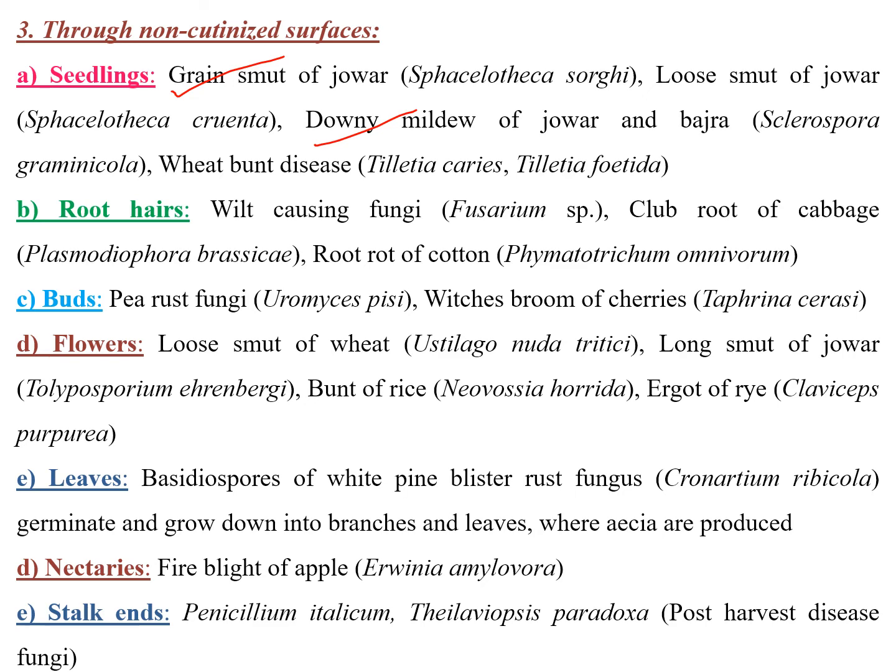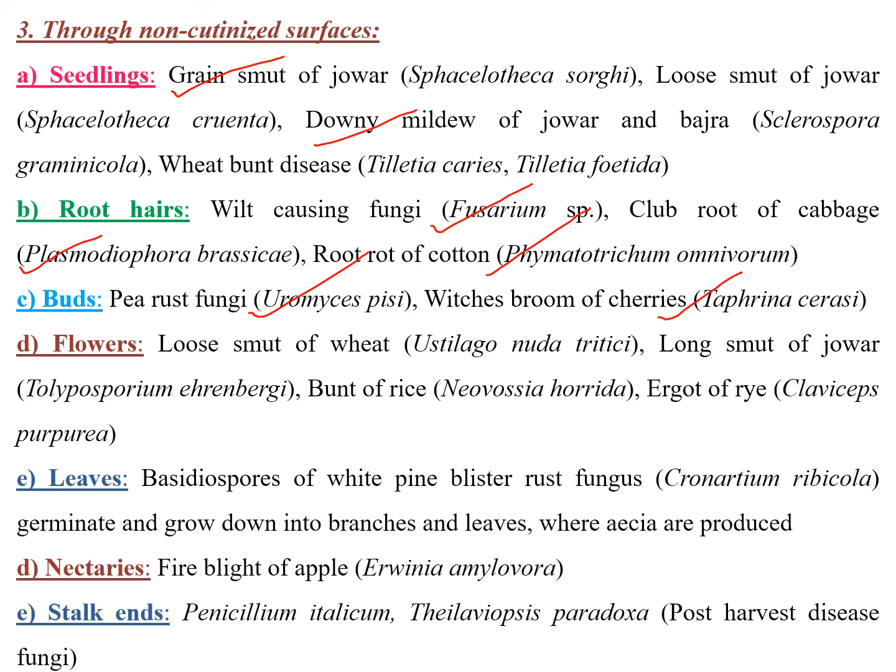And pathogens which make their entry through the root hairs include wilt-causing fungi like Fusarium, club root of cabbage caused by Plasmodiophora brassicae, and root rot of cotton, Phymatotrichum omnivorum. And through the buds, pea rust fungus, Uromyces pisi, and witches' broom of cherries, Taphrina cerasi. These examples are very important, we have to remember.